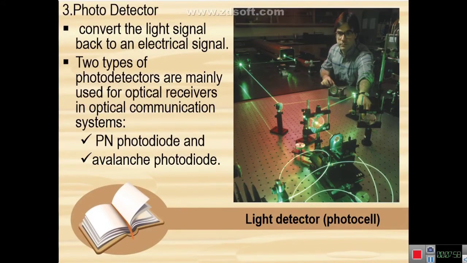The third is the photodetector, which is also known as photocell. This is the illustration of light detector. Its purpose is to convert the light signal back to an electrical signal. Two types of photodetectors are mainly used for optical receivers in optical communication system, the PN photodiode and the avalanche photodiode.